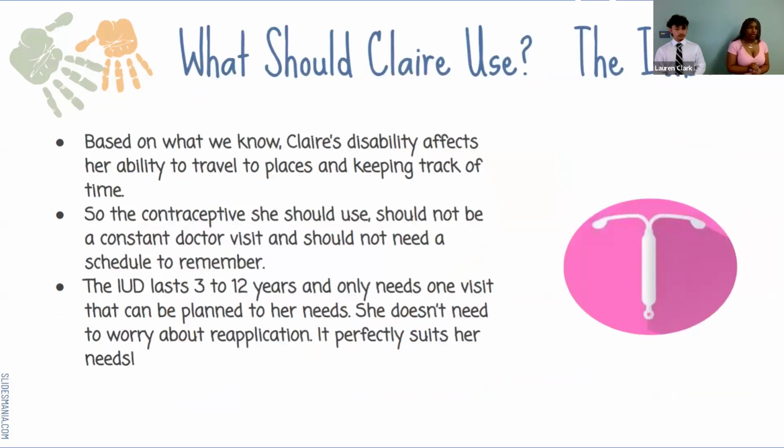So based on our example case study for this presentation, we decided that Claire should use an IUD. Since she does not want children in the near future, she has trouble remembering things as well as transportation. The IUD lasts 3 to 12 years, and you only need 1 visit, and it can be planned according to her needs based on, like, if she has a provider and the medical provider that she gets it from.